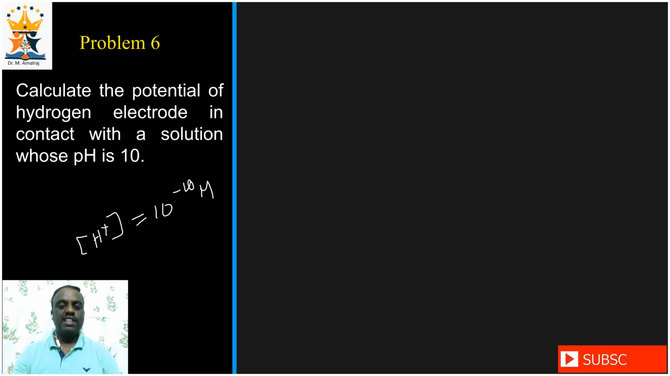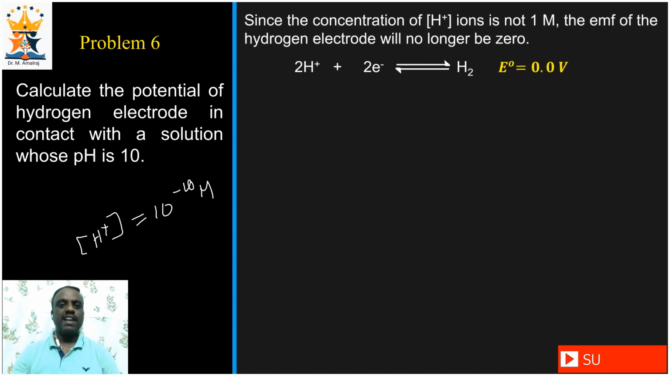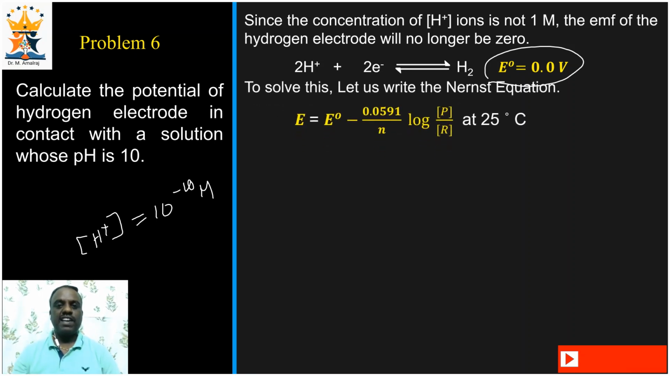So now we are going to study the effect of the concentration of H plus ion on the hydrogen electrode. For that purpose, first let us write the reduction half cell reaction of the hydrogen electrode, and we know that the standard reduction potential of the hydrogen electrode is 0 volt, and we will write the Nernst equation. Since the temperature is not mentioned in the problem, it is assumed to be 25 degrees Celsius, so we can use this particular expression, and substituting E naught and n we will get this expression.